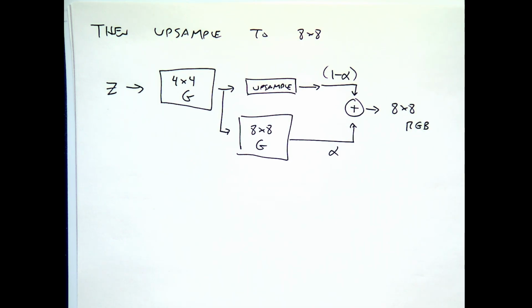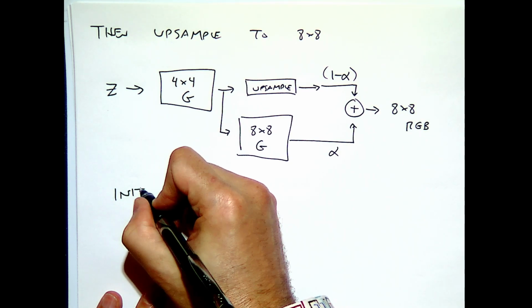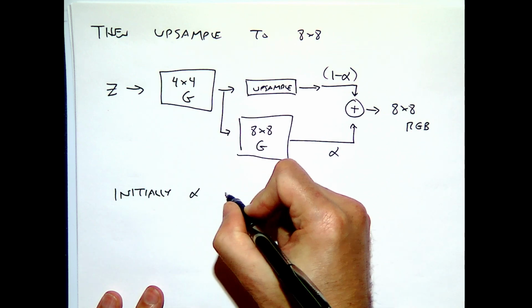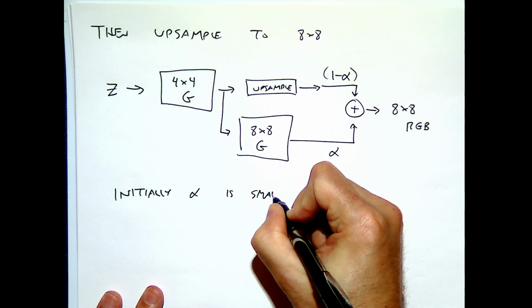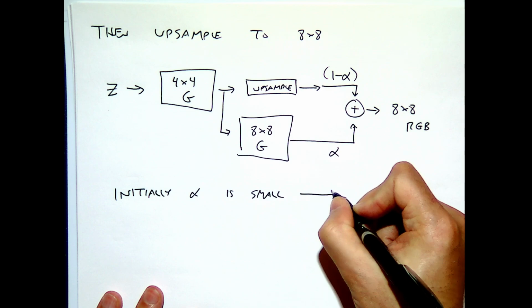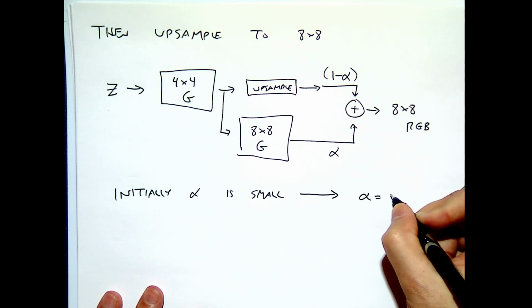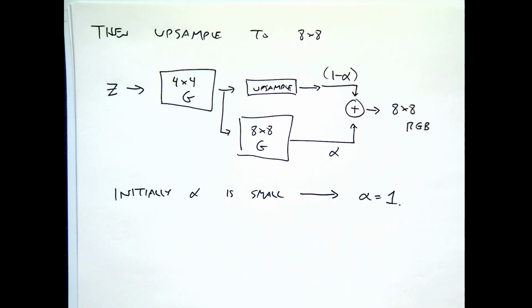So initially, alpha is small. And then that alpha eventually goes to 1. The idea is that I don't want to throw away what I learned at the 4x4 version. I start with that, and then as I learn more and more about the 8x8 world, I slowly turn the slider from my 4x4 branch to the full 8x8 branch.